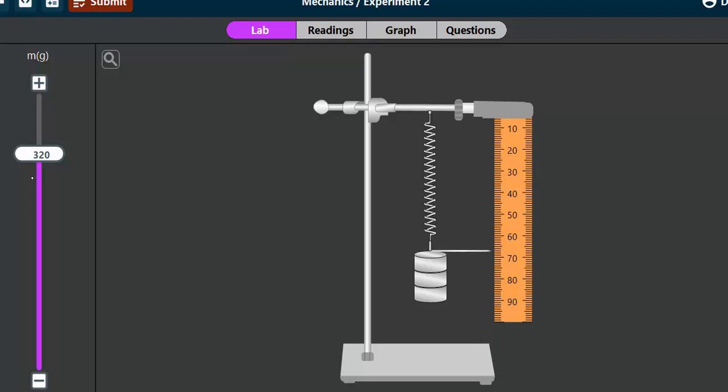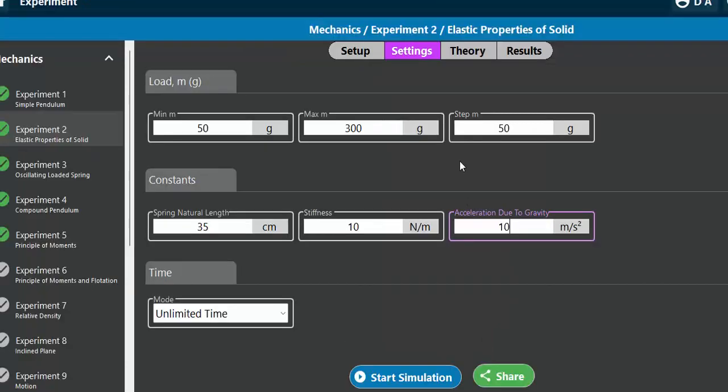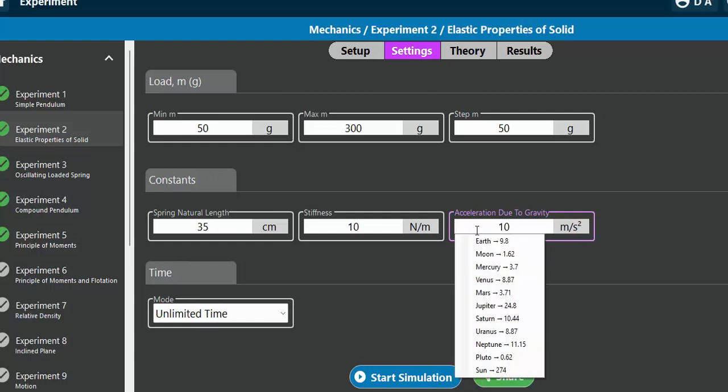You can perform this kind of simulation using the Mavinhub physics lab. So let's take a look. Under the settings section, you can change the acceleration due to gravity to that of any planet within the solar system. And you can also choose that of the moon. As you can see from here, the moon has an acceleration due to gravity of 1.6.